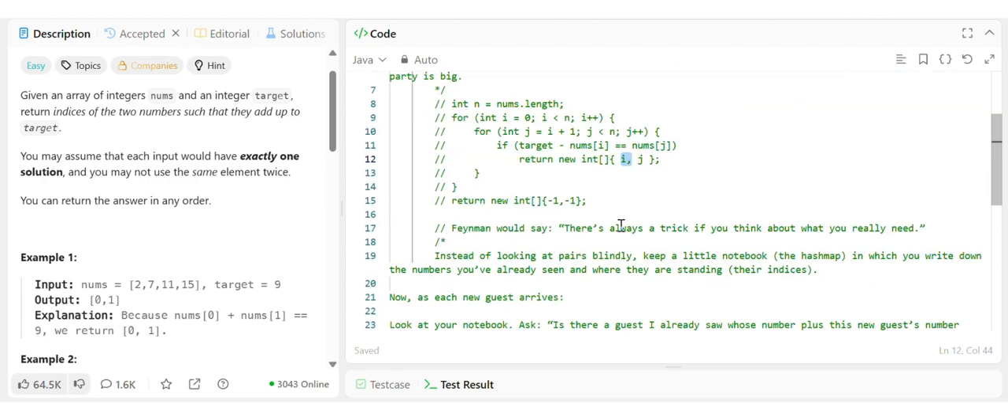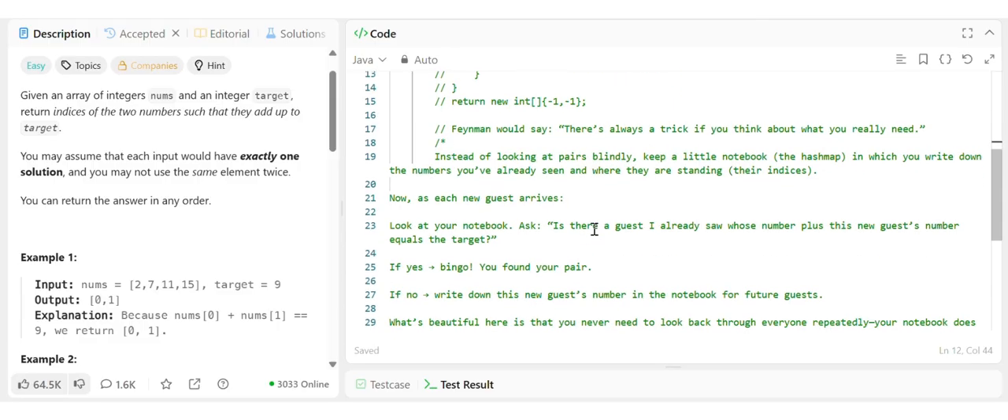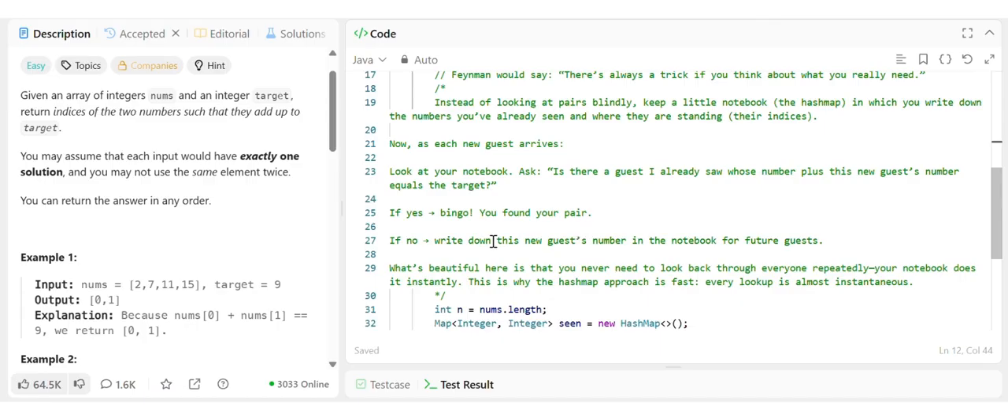Now Feynman would say there's always a trick if you think about what you really need. So instead of looking at pairs blindly, keep a little notebook, which we call the HashMap in Java, in which you write down the numbers you have already seen and where they are standing. So now, as each new guest arrives, look at your notebook and ask, is there a guest I already saw whose number plus this new guest's number equals the target? If yes, bingo, you found your pair. If no, write down this new guest's number in the notebook for future guests.